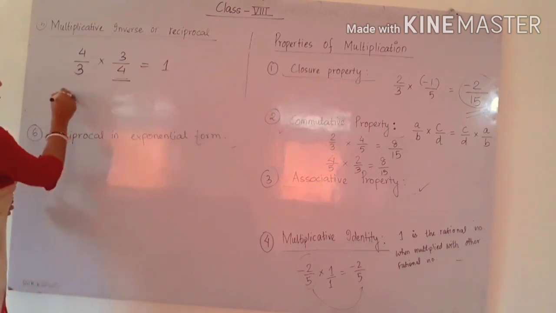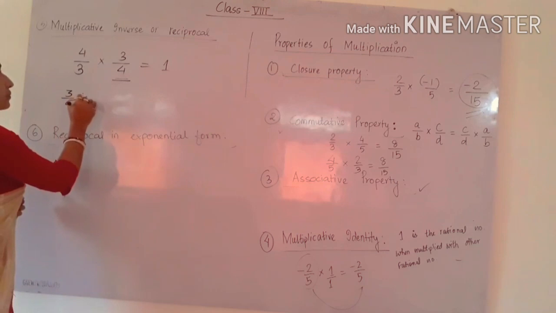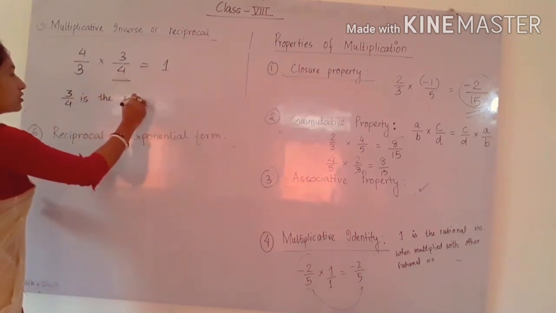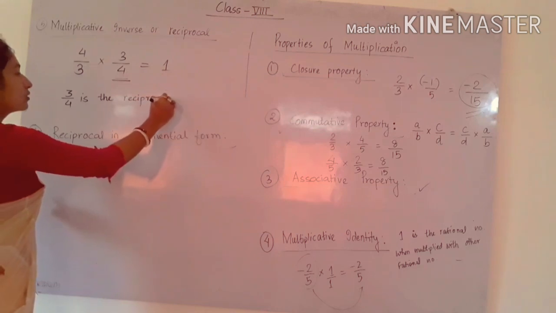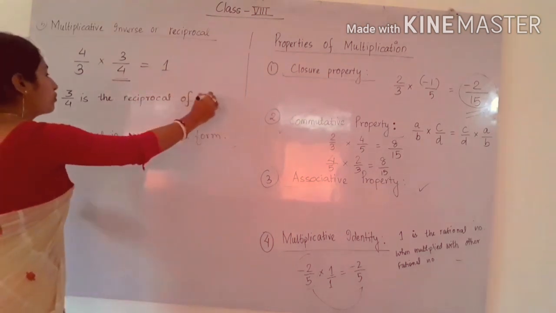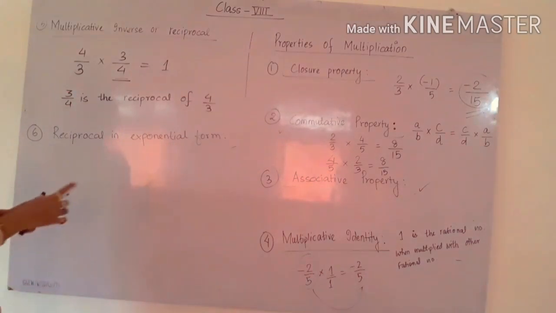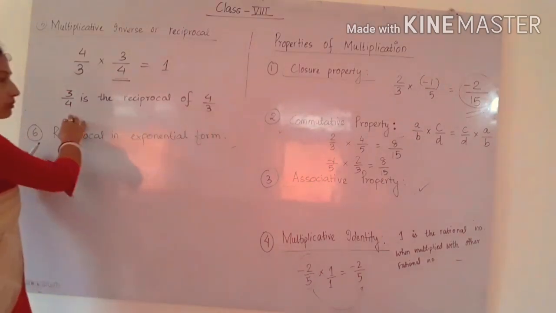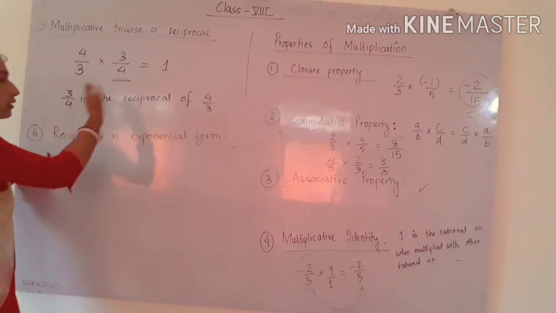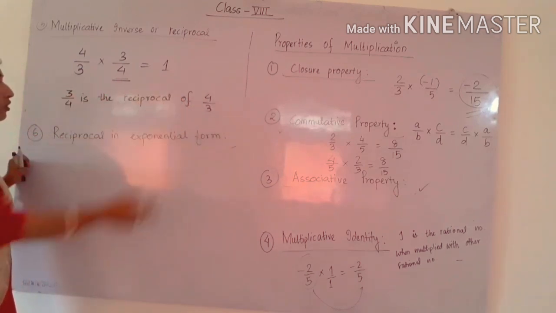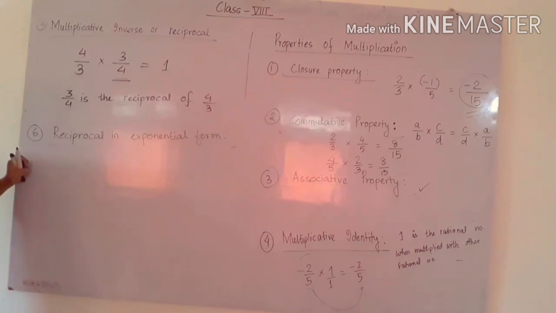4 by 3. So 3 by 4 is the reciprocal or multiplicative inverse of 4 by 3, or the opposite of this; you can interchange it. In place of 3 by 4 you can write 4 by 3, and in place of 4 by 3 you can write 3 by 4. So 4 by 3 is the reciprocal of 3 by 4. You can write this also.